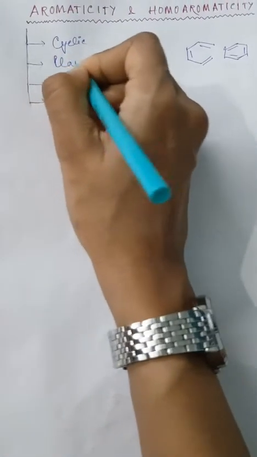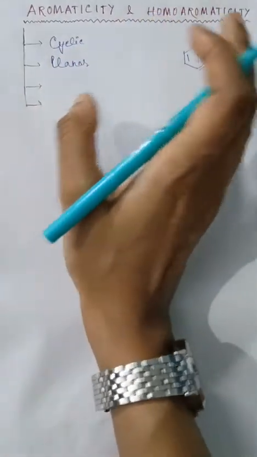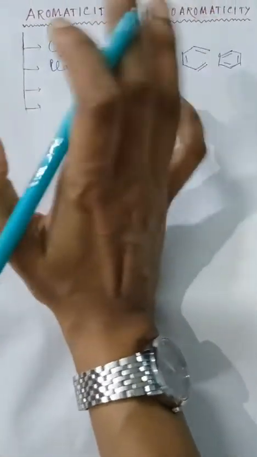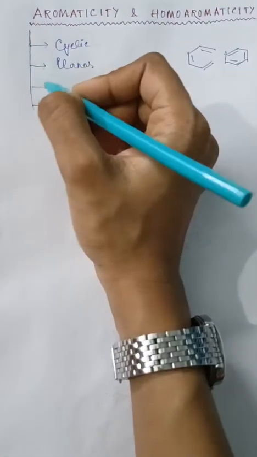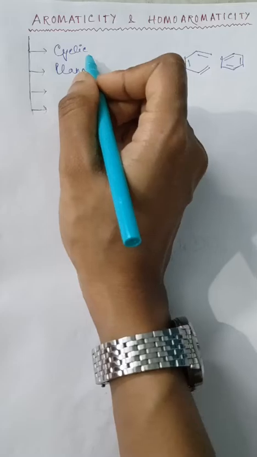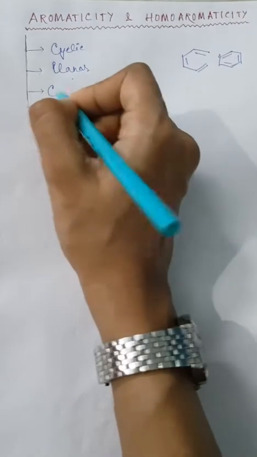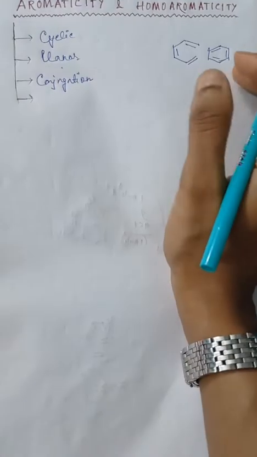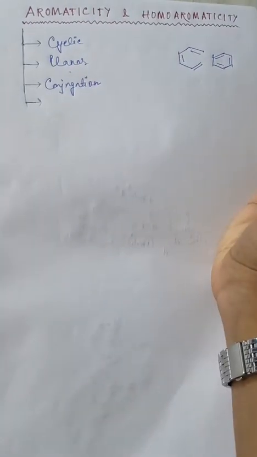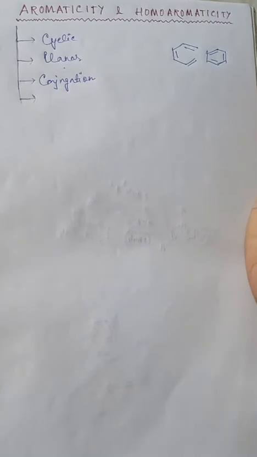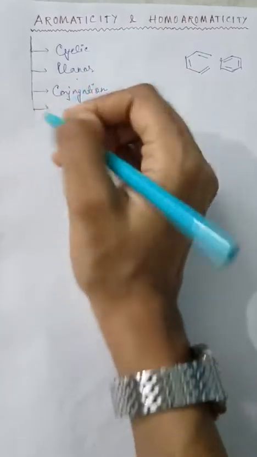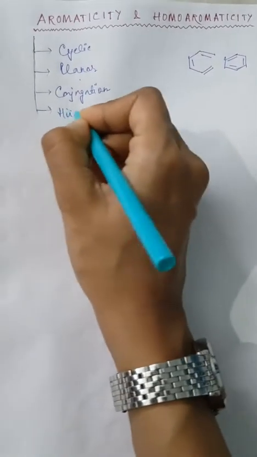The second condition is planar. The compound must be planar so that the conjugation is not disturbed and doesn't face any obstacle. The third one is that there must, by any means, be conjugation. I have already uploaded a video on how many different types of conjugation are generally seen in a compound, so please check that video. And the fourth one is Huckel's rule.